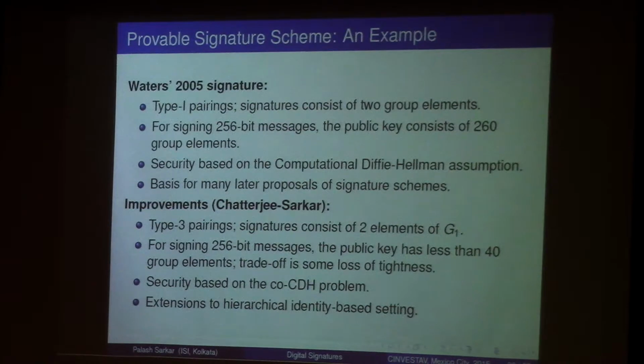Now, I'll mention one of the more important signature schemes, proposed by Waters in 2005. Here it is proposed using type 1 pairings, symmetric pairings. And signatures consist of two group elements. But the disadvantage is that for signing, say, 256-bit messages, the public key consists of about 260 group elements. Okay. I'll finish.